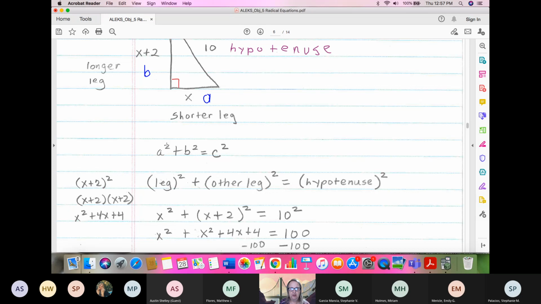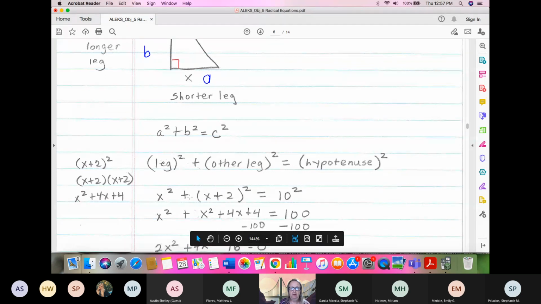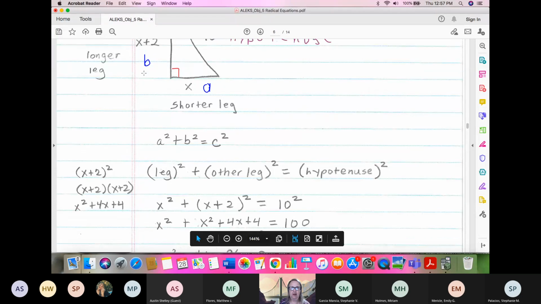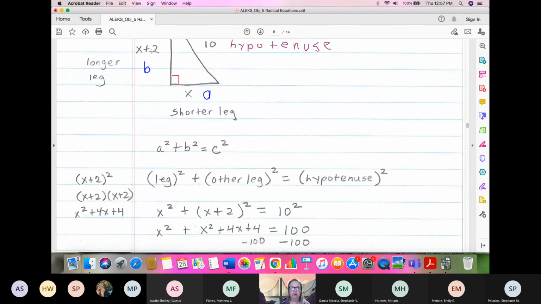If we put it into the Pythagorean theorem, we're going to have X. This is A, so A in this case is X, and we want to square it. So we're going to get X squared plus our other leg. Our other leg is this longer leg over here, which is X plus 2. That's our B, by the way. So this is X plus 2 squared, with a plus sign in the middle, of course, equals the hypotenuse, which is 10.